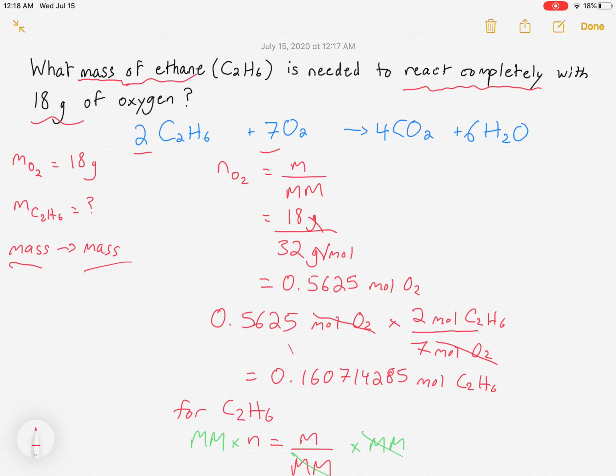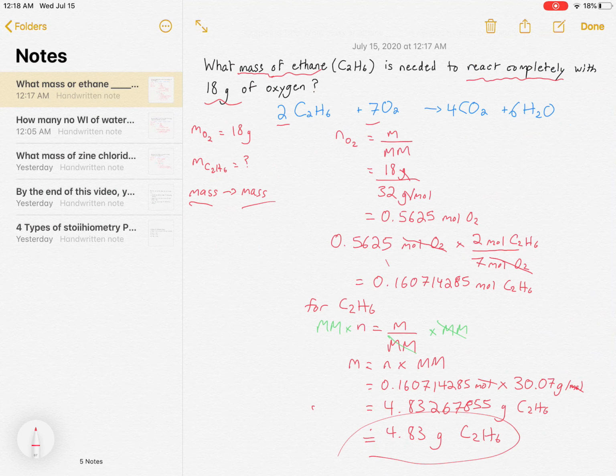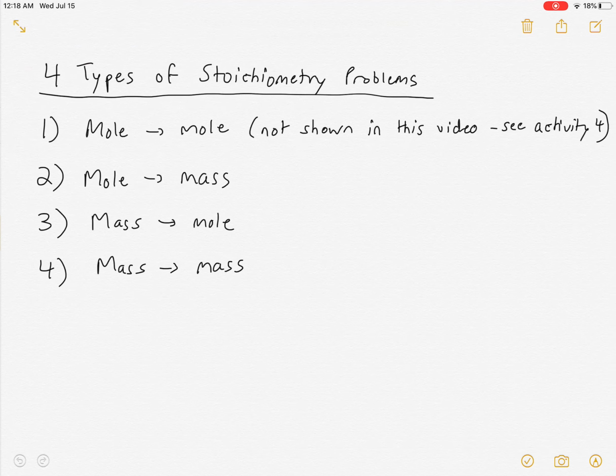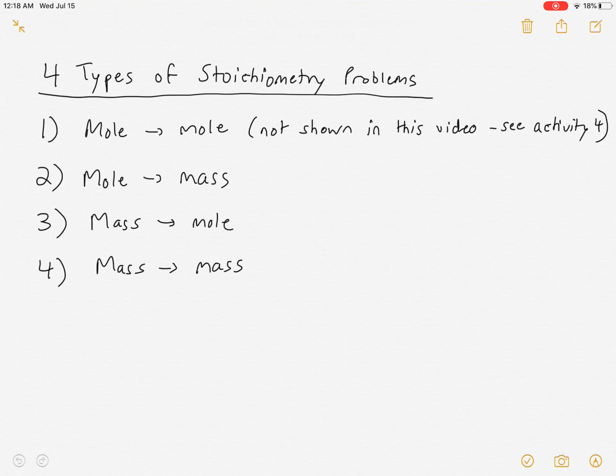So that has been all three different kinds of stoichiometry problems. There is mole to mole problems, which I didn't show you. There is mole to mass problems, mass to mole problems, and mass to mass problems.